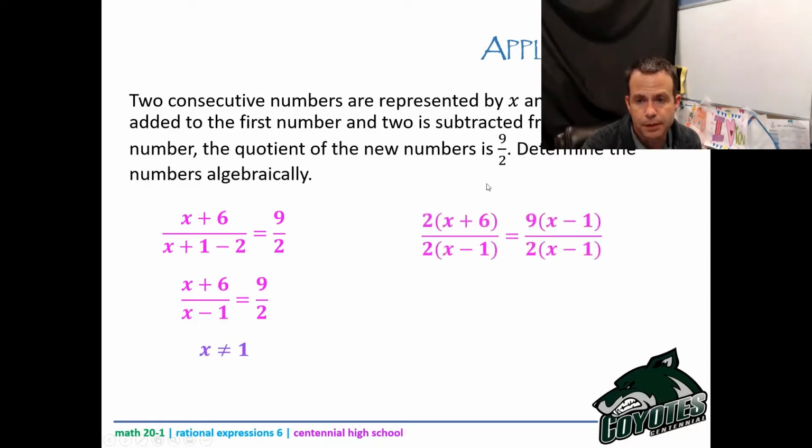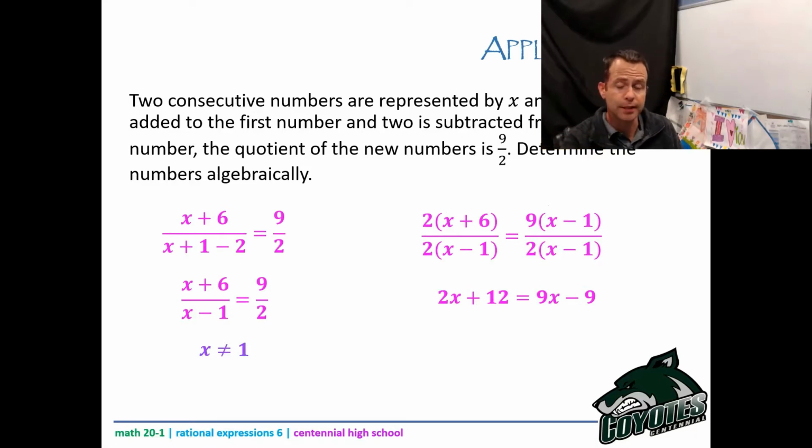I'm going to get that common denominator like I just described. Okay, I can now pull the numerators out because my denominators say the same thing. So this is going to be 2x plus 12 equals 9x minus 9. And now I just solve for x. So I could subtract 2x from both sides. That's going to give me 7x on the right. I could add 9 to both sides. That's going to give me 21 on the left.